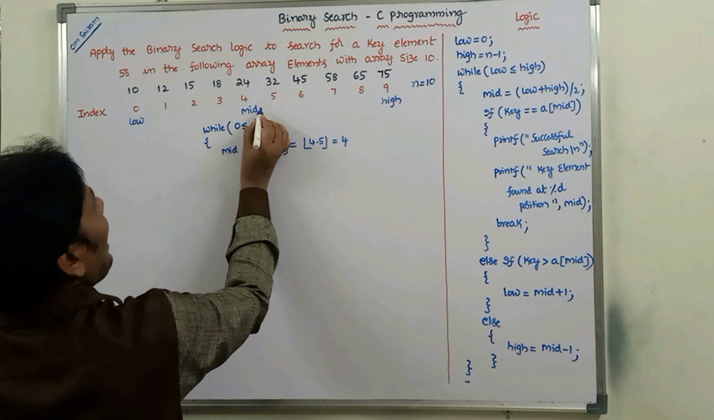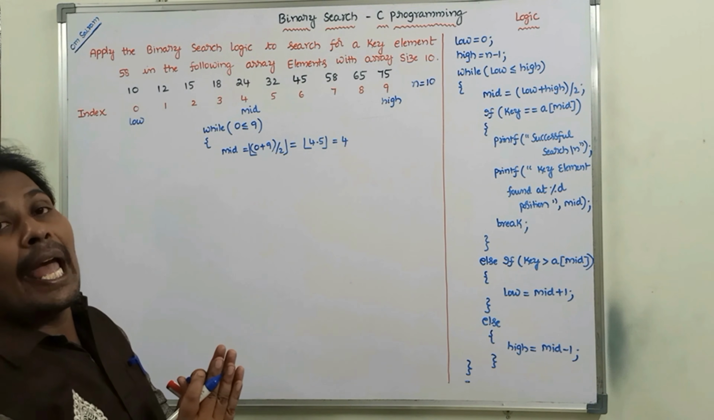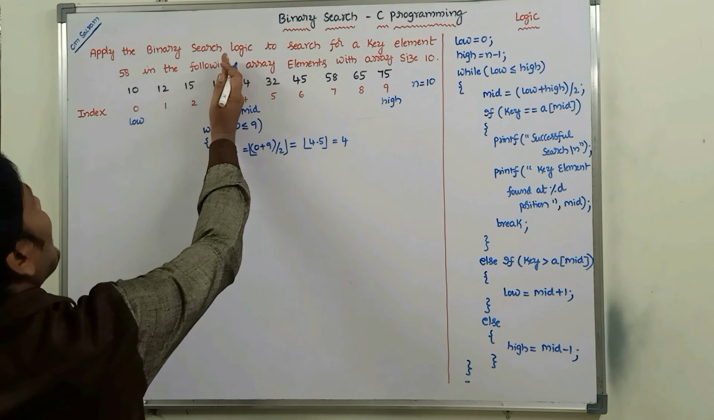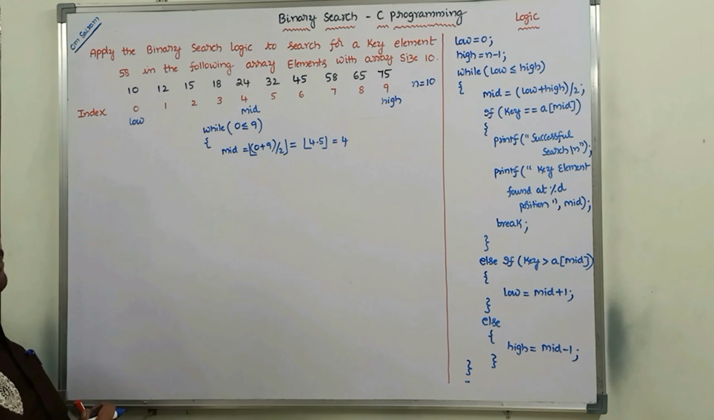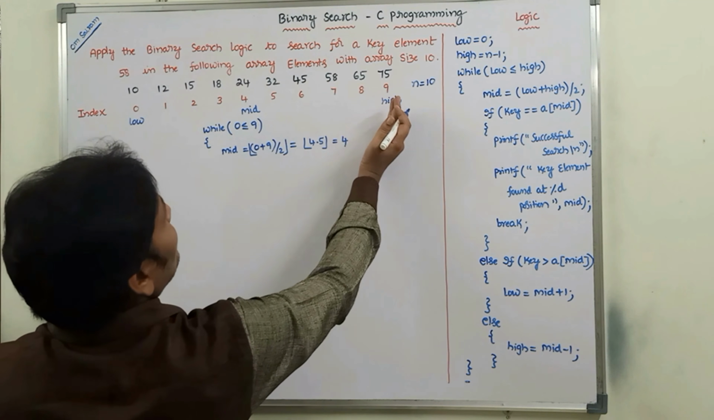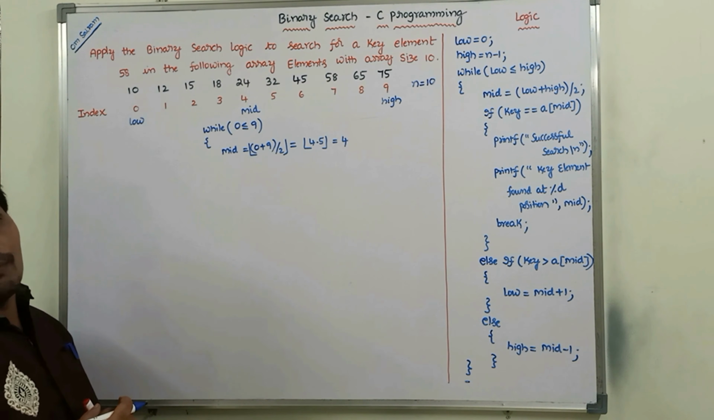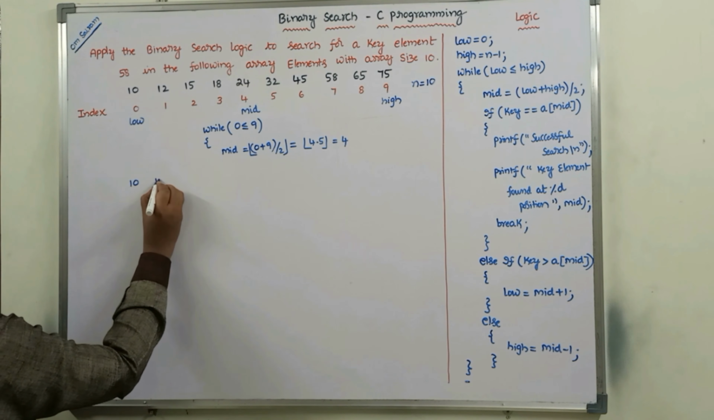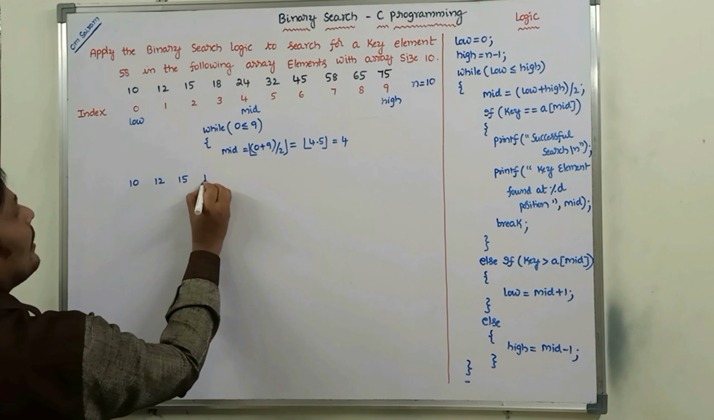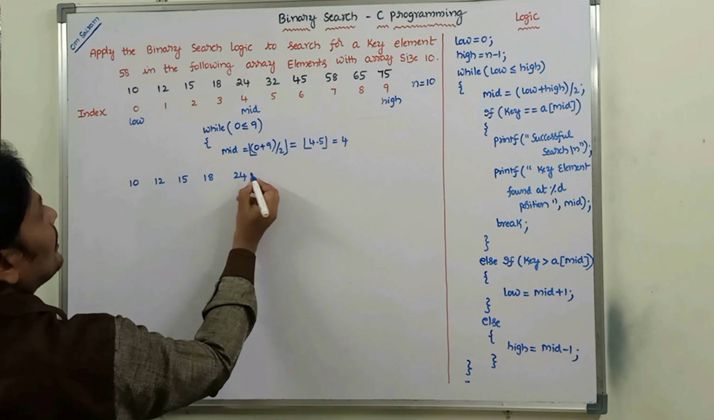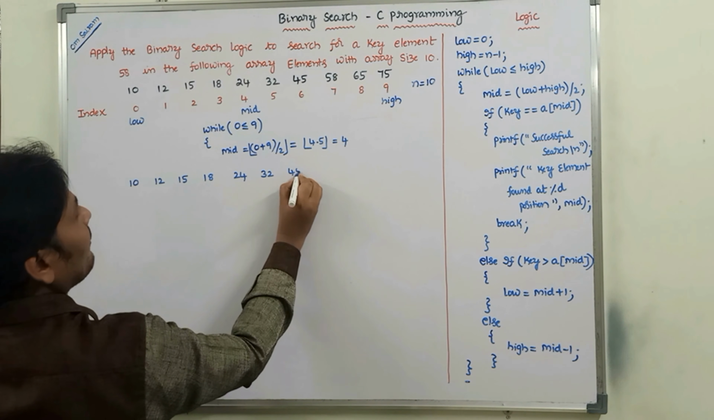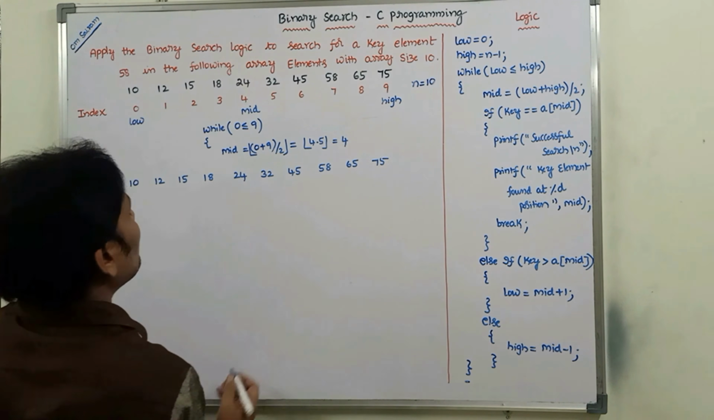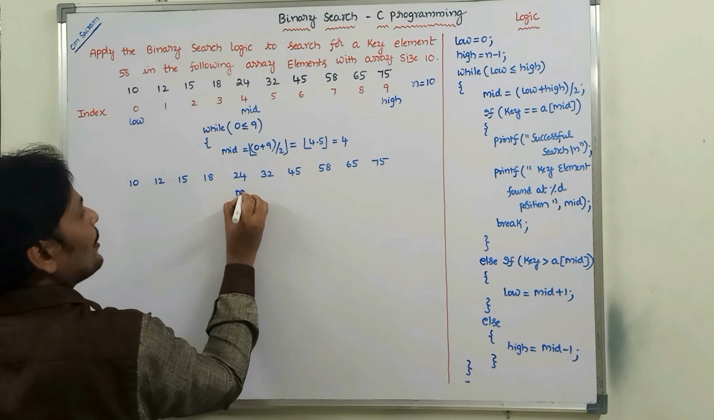This mid value divides the given array into two sub arrays. Before the mid value is called the left sub array, and after the mid value is called the right sub array. That means we are getting this: 10, 12, 15, 18, 24, 32, 45, 58, 65, 75. So this is the mid value.